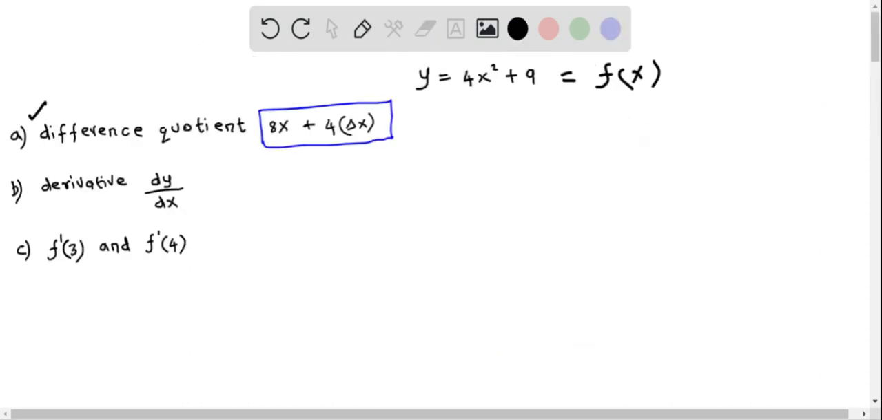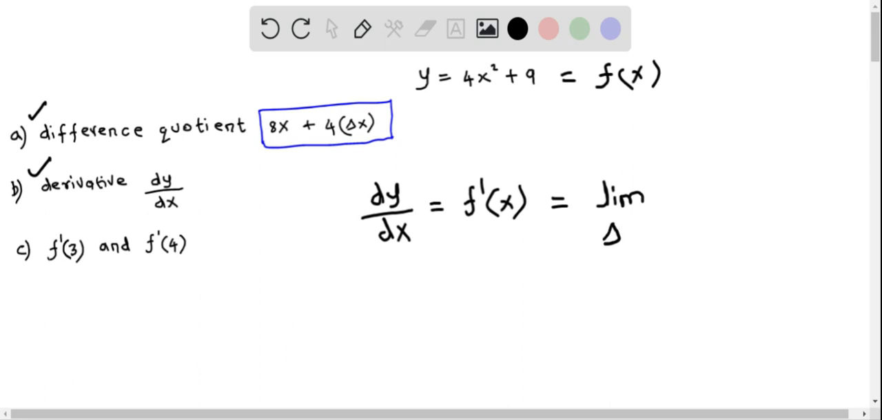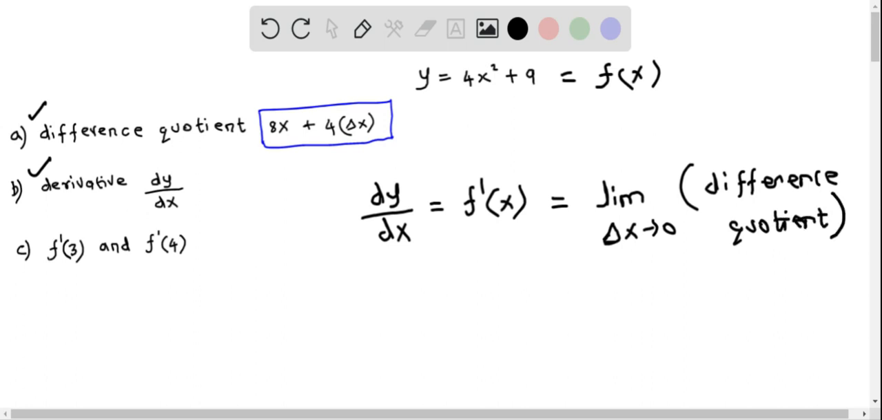We now answer part B, that is we have to find derivative, that is dy by dx. So let's write down the formula for derivative of y, that is dy by dx, and this is also written in another format as f prime of x. So basically this f prime of x represents the derivative of y, and this equals the limit of the difference quotient, that is limit when delta x approaches 0 of the difference quotient. And this means we can substitute the difference quotient over here and determine the limit.